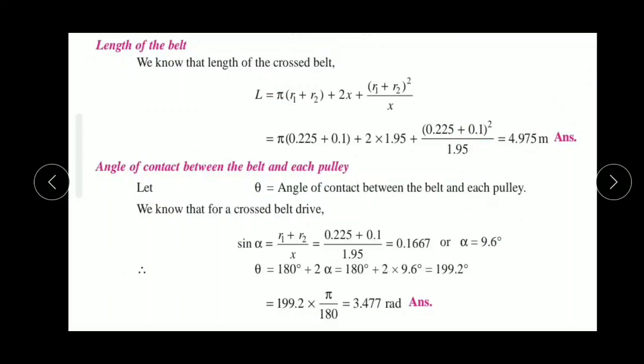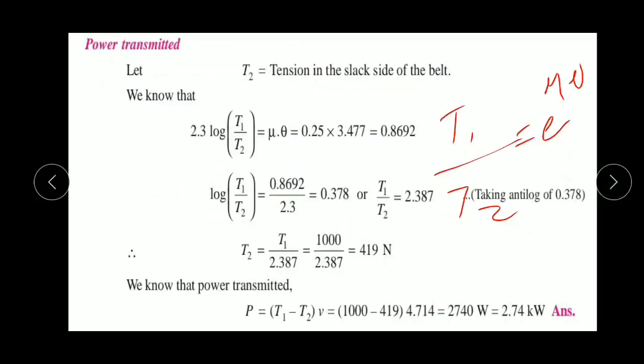So the answers are: length of the belt is 4.975 meter, angle of contact between belt and pulley is 3.477 radian, and third, the power transmitted by the belt is 2.74 kilowatt.